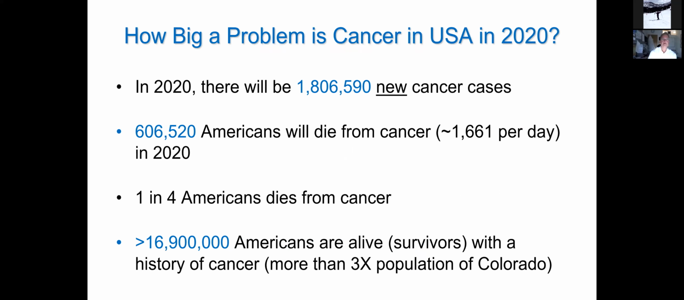So how big of an issue is cancer? Well, in 2020, it's estimated there'll be over 1.8 million new cancer cases, and over 600,000 Americans will die from cancer. So that's about 1,600 per day. 1 in 4 Americans will pass away from cancer, and the good news is that nearly 17 million Americans are alive with a history of cancer, and that's more than 3 times the population of Colorado. So there are a lot of cancer survivors out there.